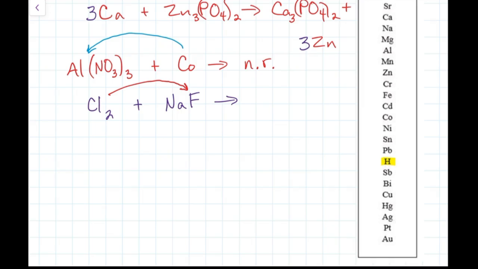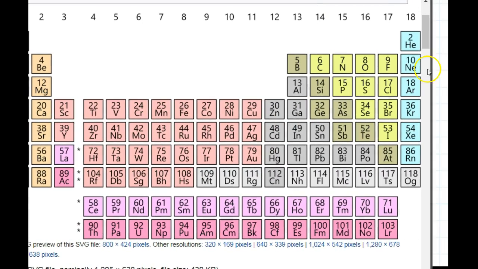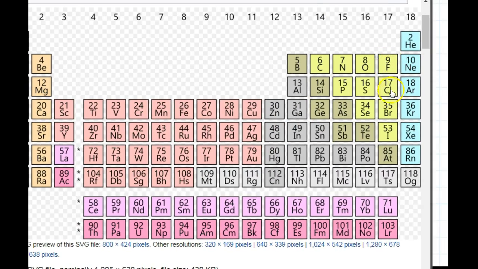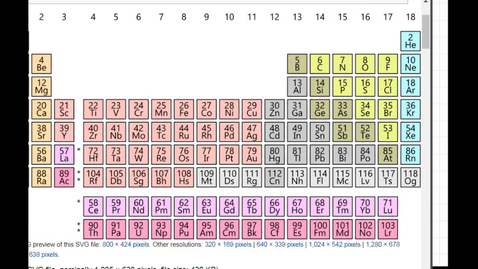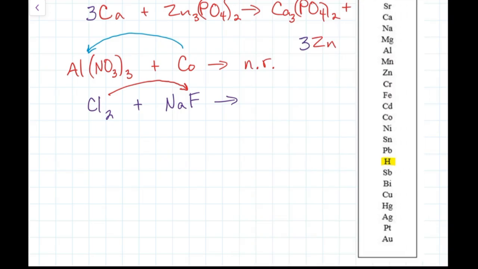So how do we decide if chlorine is going to be able to replace fluorine? And the answer is we don't have a separate activity series for the halogens. Chlorine and fluorine are both halogens, are in group 17, because the periodic table itself acts as an activity series. So when chlorine tries to replace fluorine, because chlorine is lower on the periodic table, chlorine will not be able to replace fluorine. Okay? So this is going to be a no reaction because chlorine is below fluorine on the periodic table. So NR.